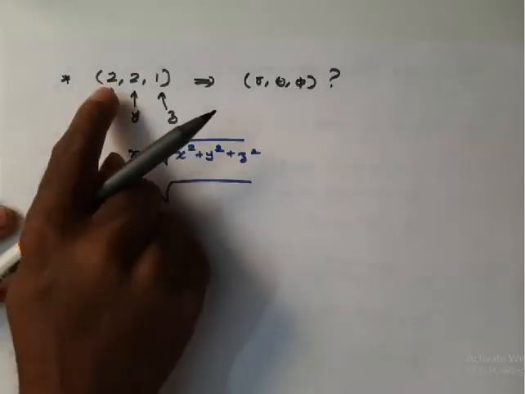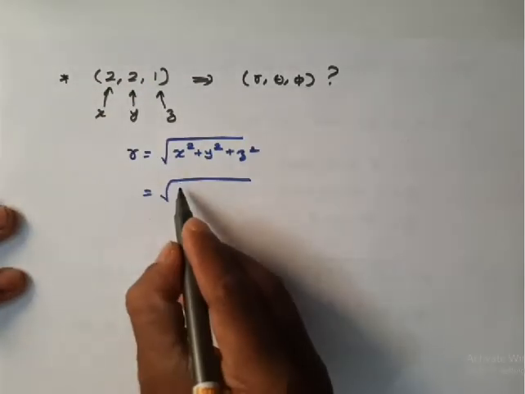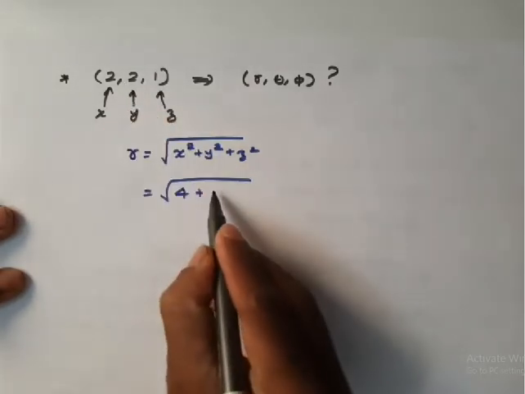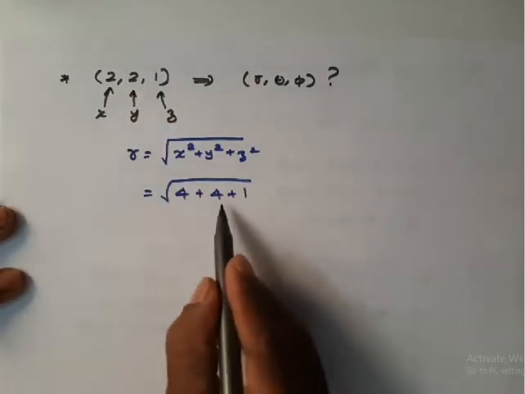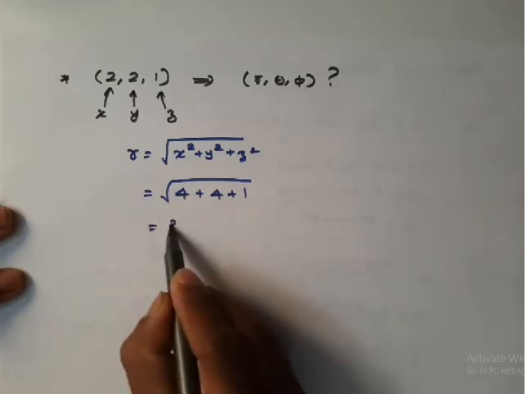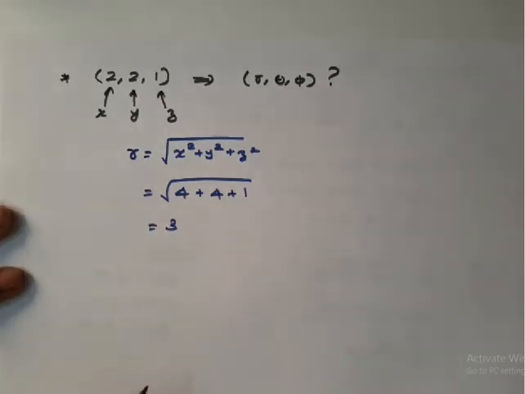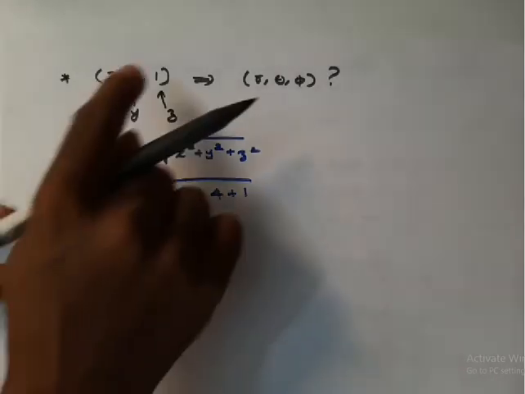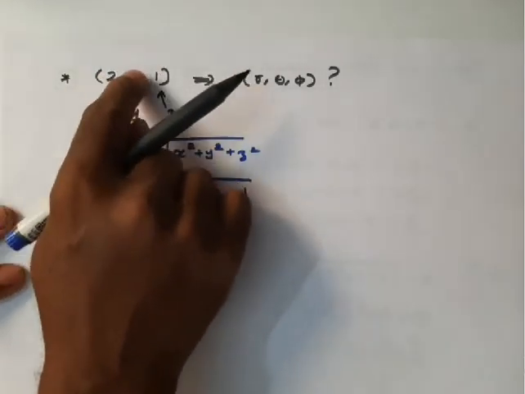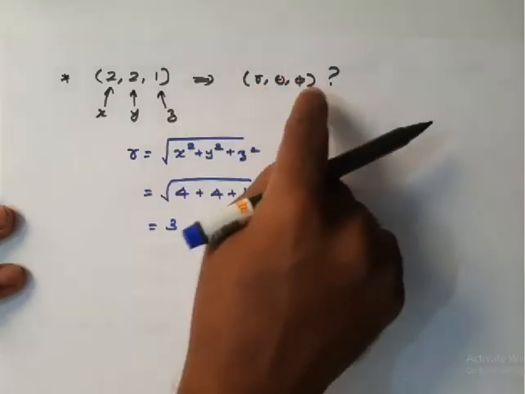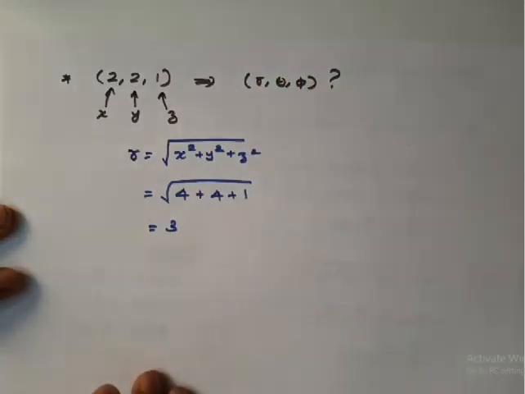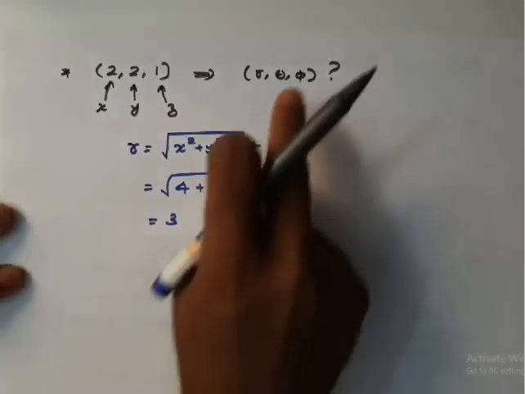If you take the squares, 2 square is 4, 2 square is 4, 1 square is 1, and if I add them, I will get 9. The square root of 9 is 3. So the value of r is 3 in this case. For this point in Cartesian coordinate space, the corresponding value of r in spherical polar coordinate is 3. What about theta? What about phi?